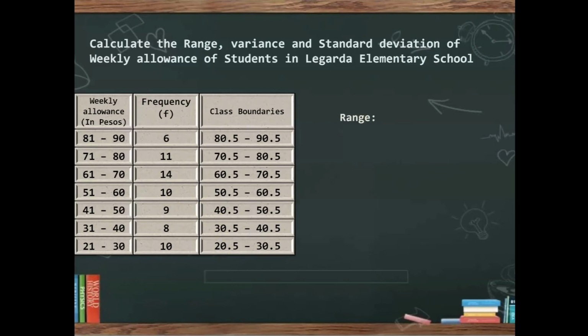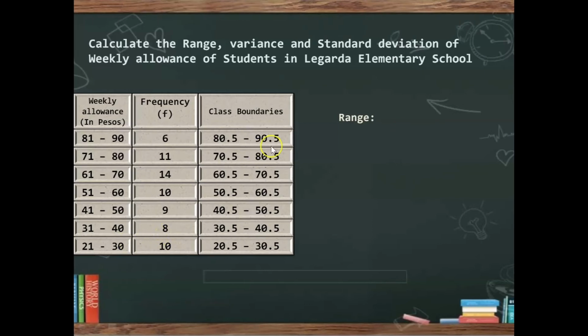Then, range. To get the range, kailangan mo kunin ang highest value, which is 90.5, and the lowest class boundary, which is 20.5. So, 90.5 minus 20.5, our range is 70.